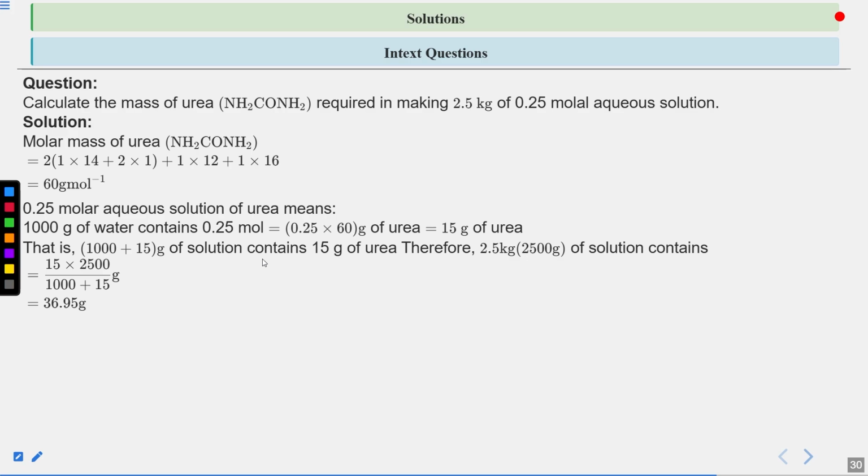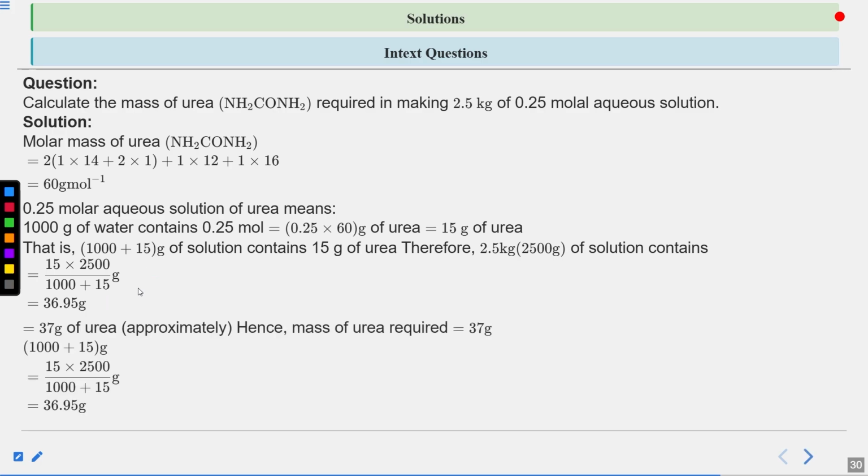But we have to calculate it for how much? We have to calculate it for 1000 plus 15 gram of solution. So that will make the mass 15 into 2500 by 1000 plus 15, which is equal to 36.95 grams. I hope you're getting the point here. Now, this is approximately equal to 37 gram of urea. So the mass of urea which is required is 37 gram.